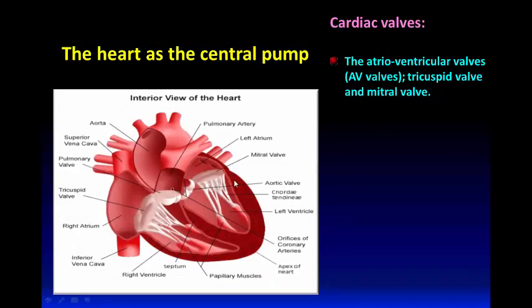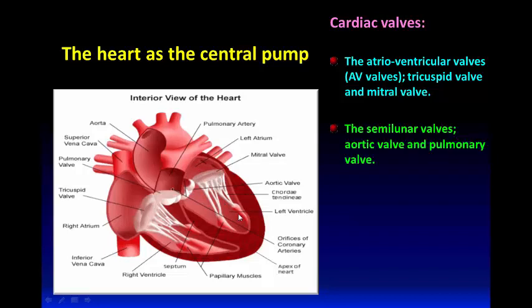In the heart, we have valves at the entrance points of the ventricles, between the atria and the ventricles. These valves are known as the atrioventricular valves, the AV valves. We have the tricuspid valve between the right atrium and the right ventricle, and the bicuspid valve or the mitral valve between the left atrium and the left ventricle.